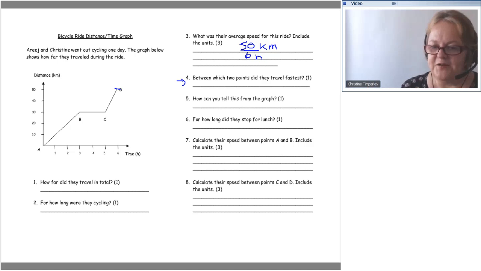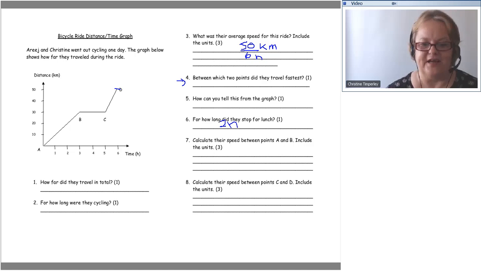How long did we stop for lunch? Well, I think that that's pretty obvious now. We stopped for 2 hours. Yes, I know it's a very long lunch break. Okay, 2 hours. And what you could do is calculate the speeds between points A and B, and C and D. So if anyone wants to have a go at those, if you can see it well enough. Okay, if you need me to zoom in.